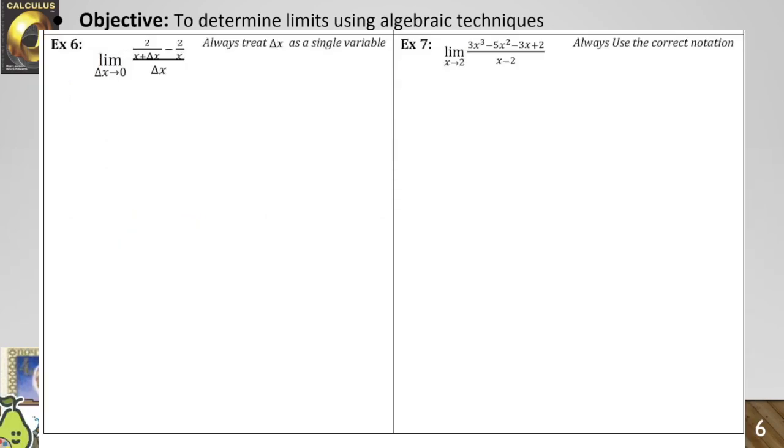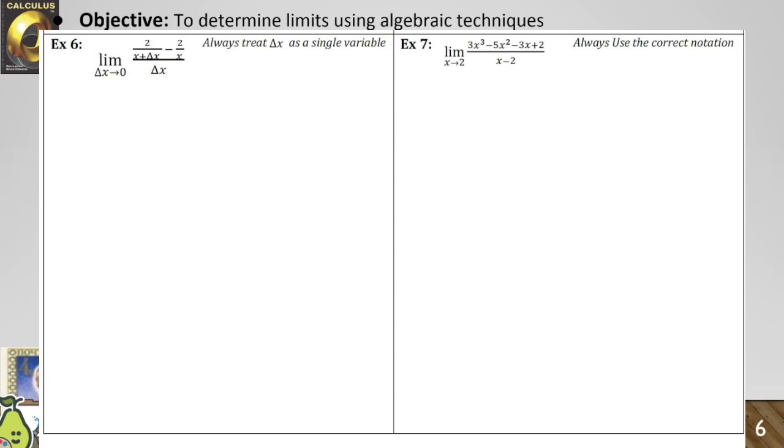All right, here we go. So for example 6, we have the limit as your delta x goes to 0, given this function. Oh, look at that, a complex fraction. My least favorite thing to deal with is a complex fraction. So what we're going to do is try substitution first.